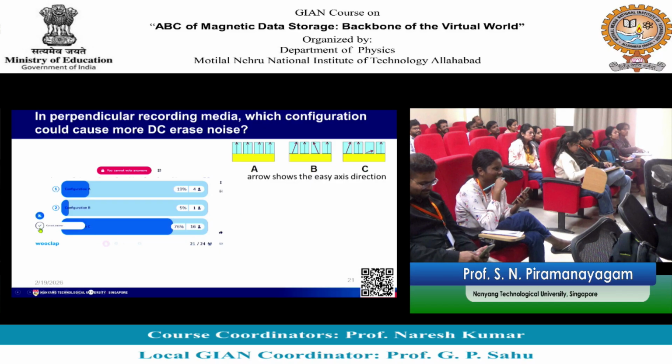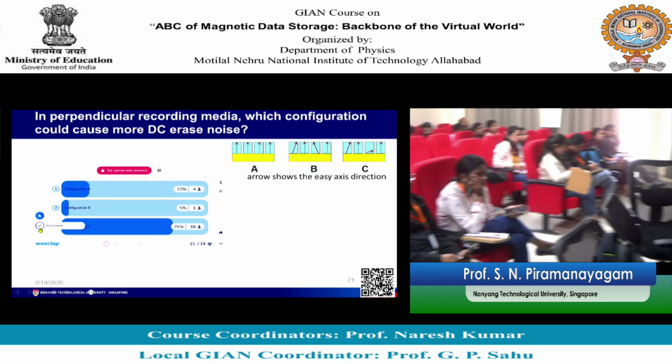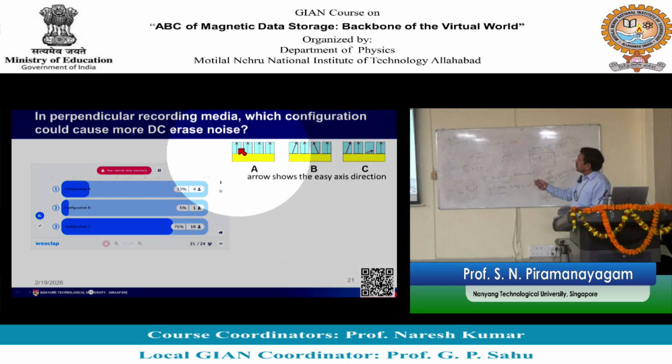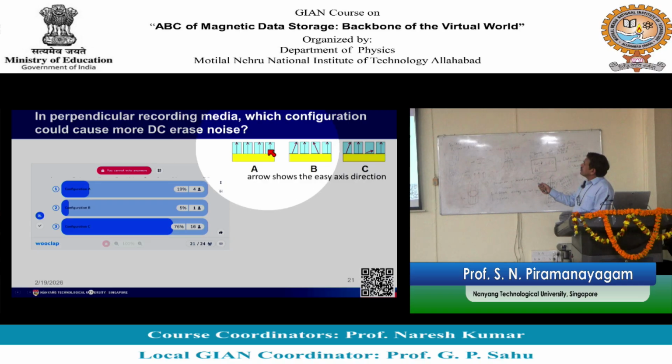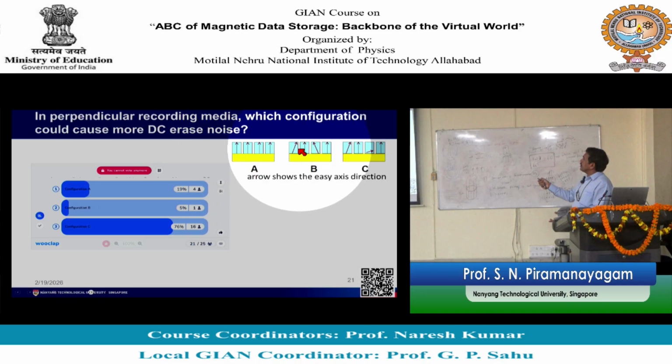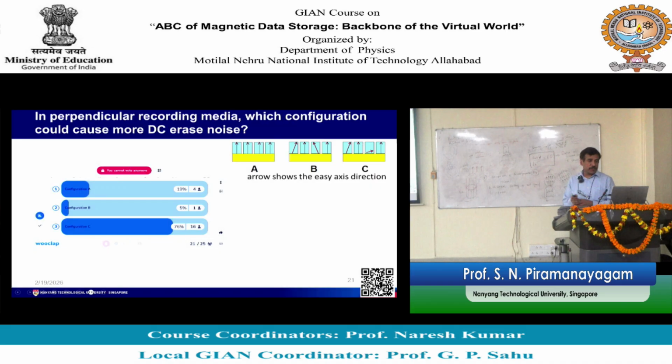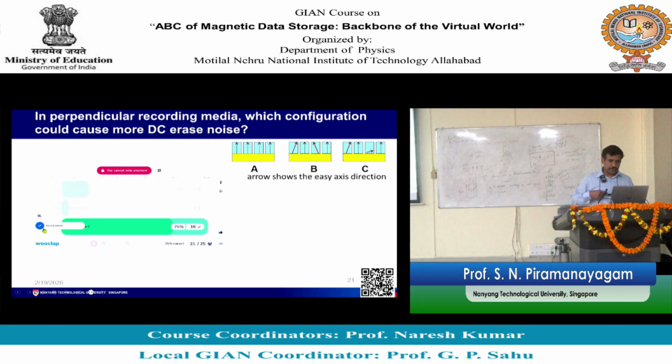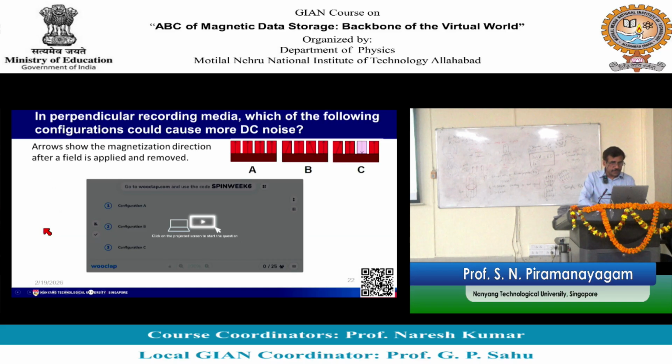Okay. So, configuration C will give the DC erase noise, right. To minimize the DC erase noise, we want to make all the grains have a perpendicular EZ direction. So, A is preferred, B is less preferred, C is the least preferred. Okay, next question.